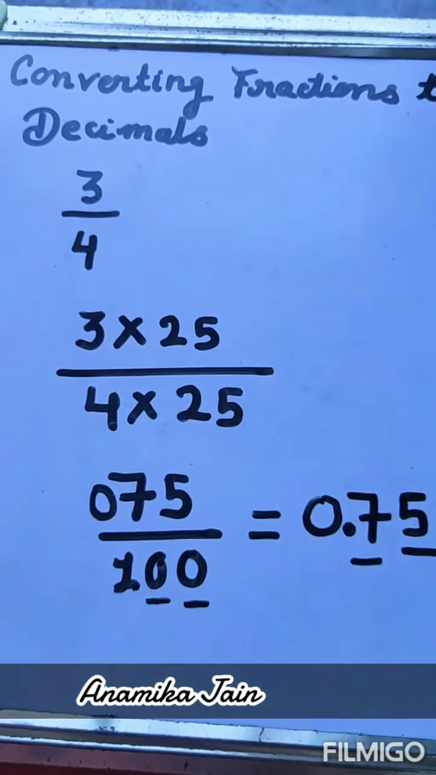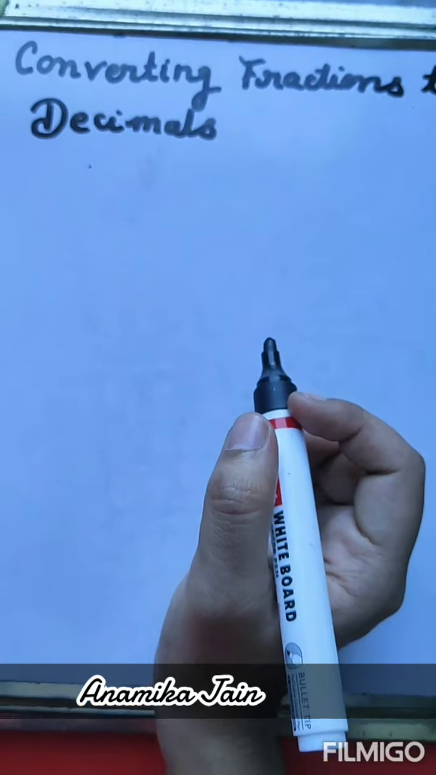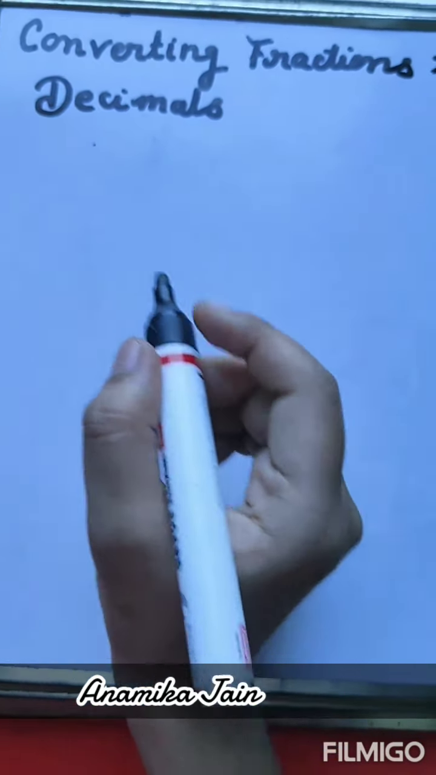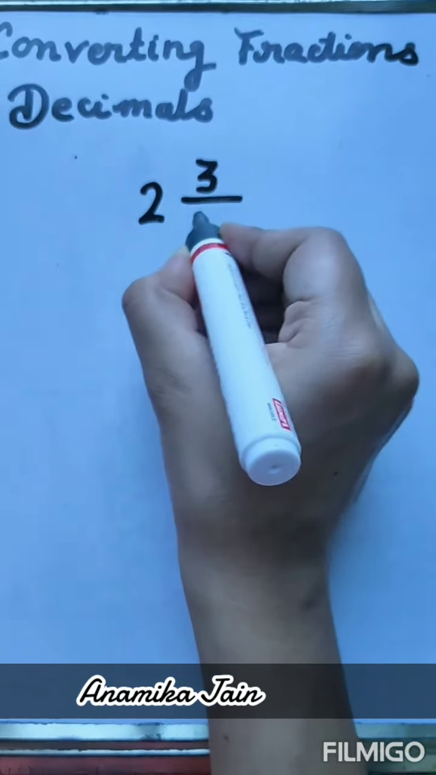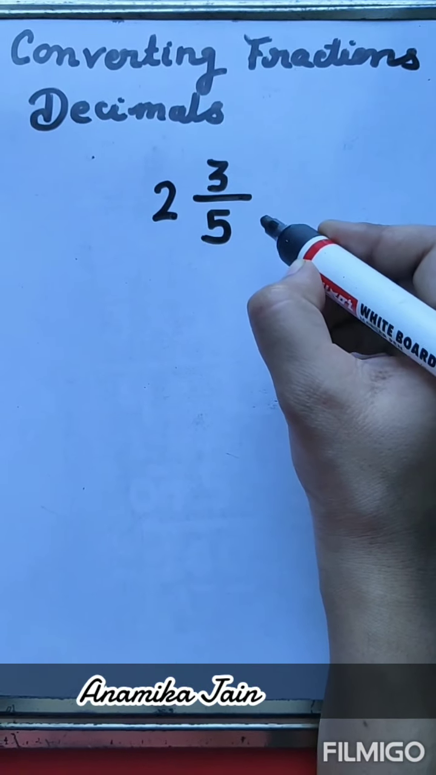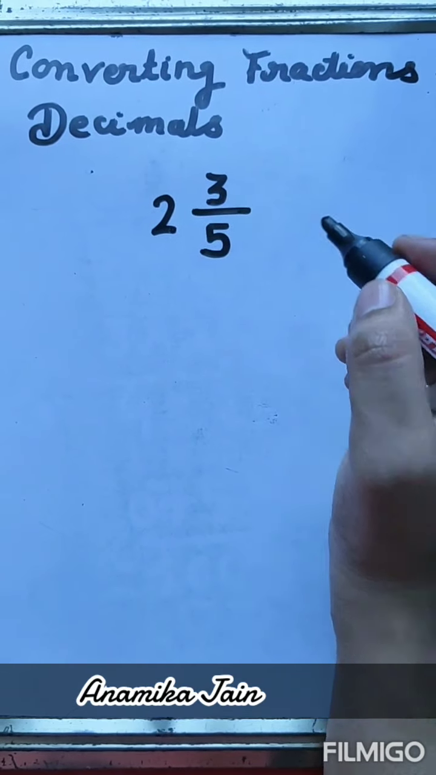Okay. Now let us consider an example of mixed form that we have to convert into decimal form, like 2 whole 3 by 5. This is a mixed fraction and we have to convert it into decimal form. So how do we do that?